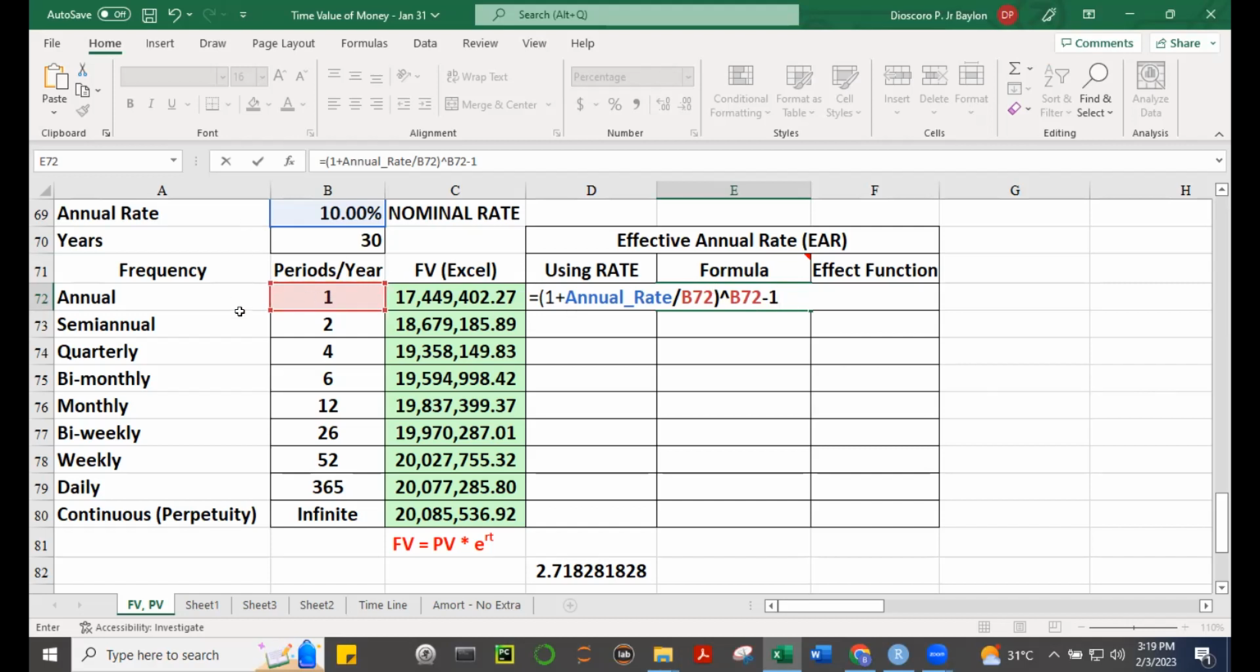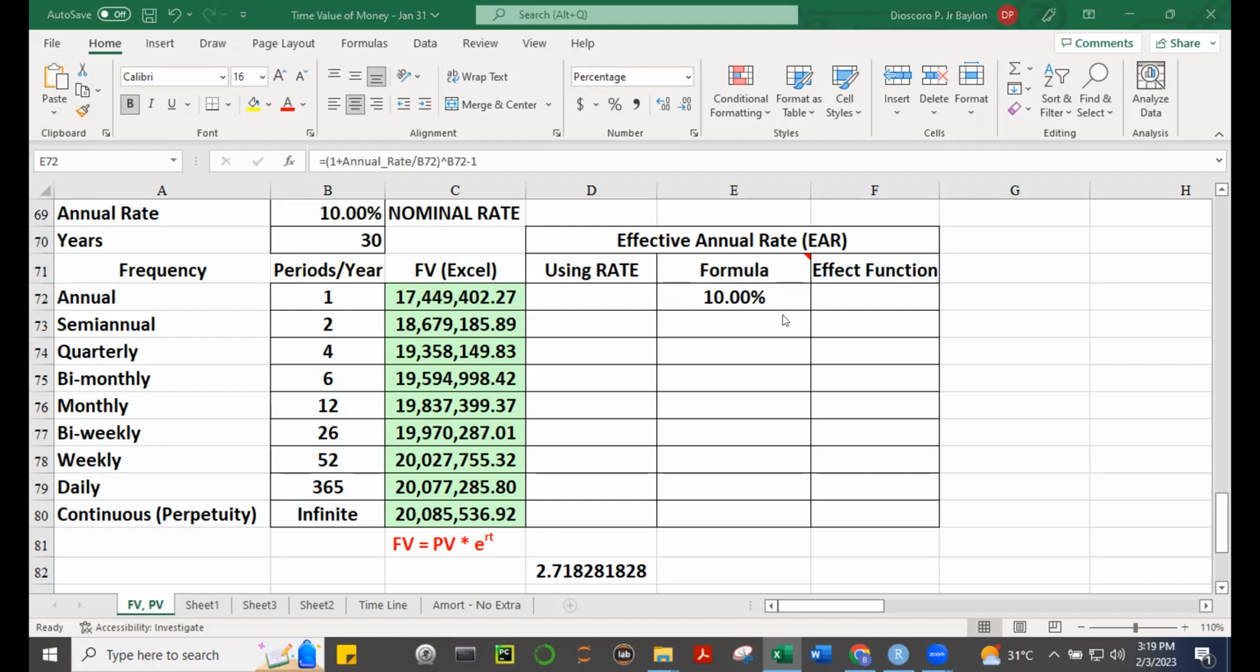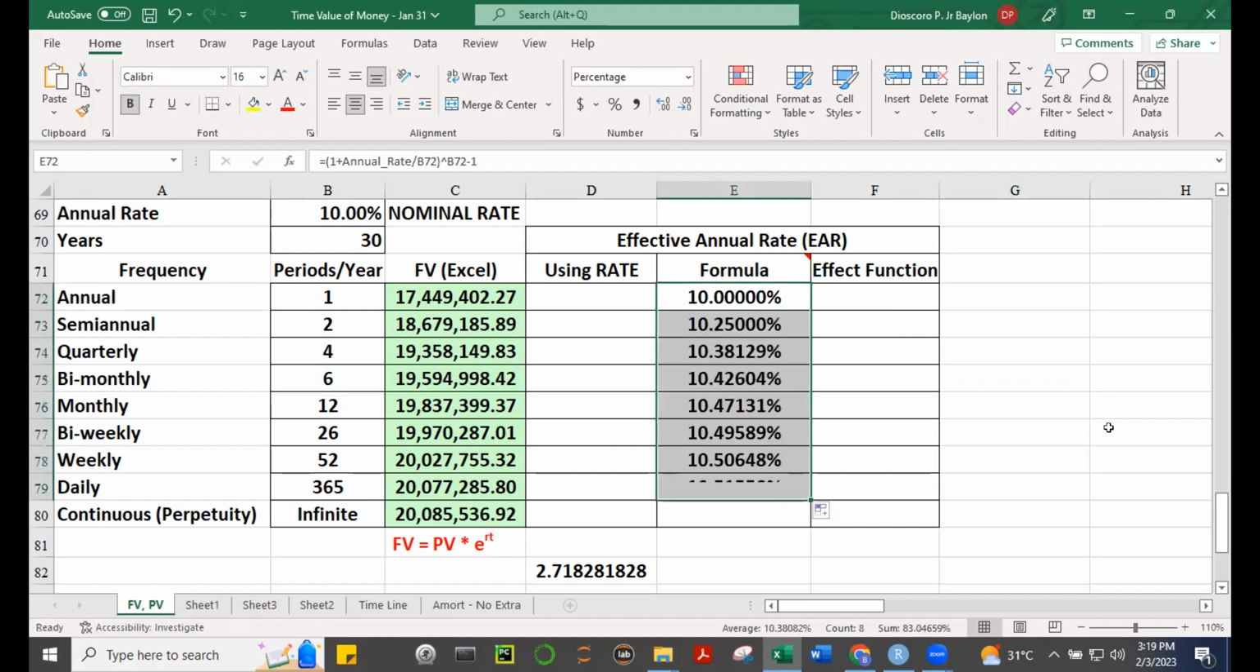So the effective rate for the annual rate is the annual rate itself. Let me check. All right. So anyway, we're evaluating your answers. If I enter this, I'm getting 10%, of course. Let me increase the font and the number of decimal places so we can see it more. Maybe 5 decimal places. Okay. And then I copy down.